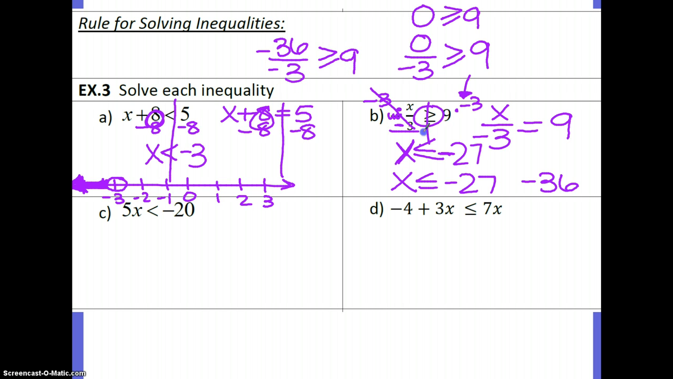So I plugged it back into the original problem. I picked a number that was less than -27. And if I divide these out, I get 12 is greater than or equal to 9. And now it works because 12 really is greater than or equal to 9. So in this case, when you multiply or divide by a negative number, you do have to flip the sign.